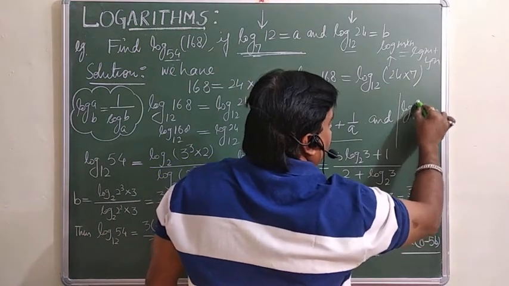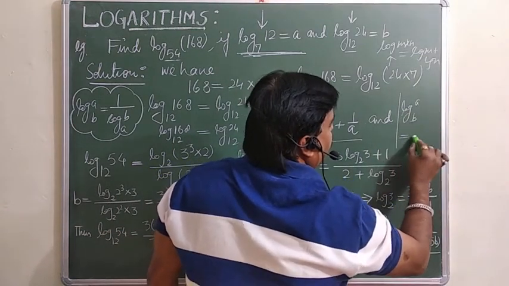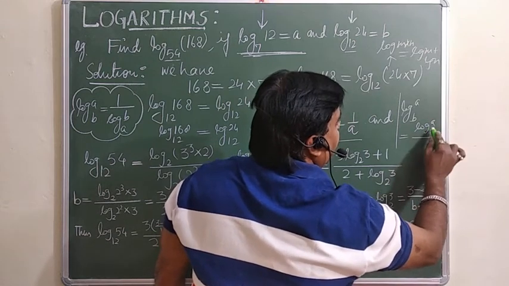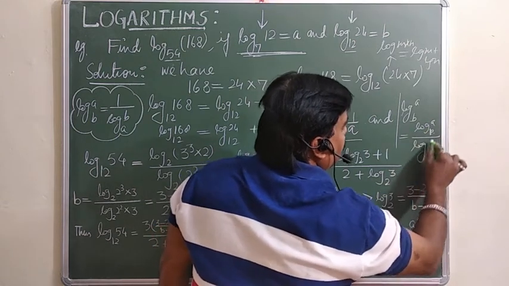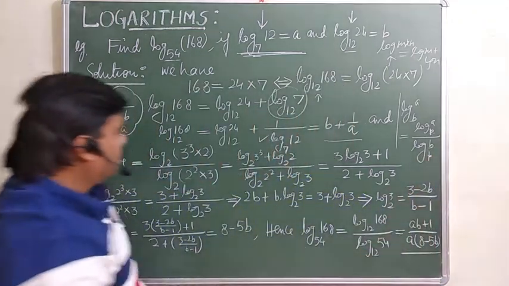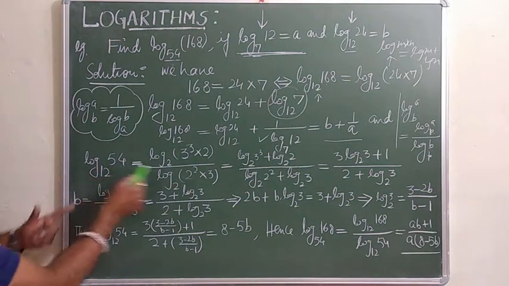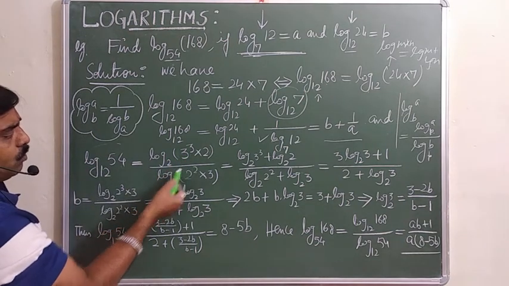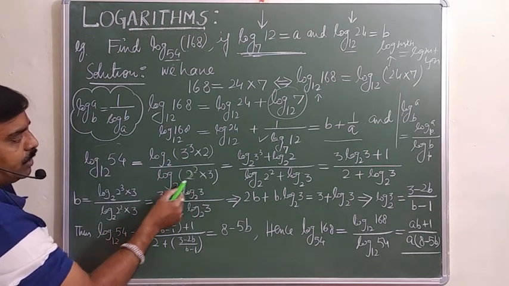Log A base B can be written as log A at any one base, like P, you can take, over log B at the base P. You can introduce the bases here only. So keep this in mind. So इसको हमने लिख दिया log 54 over log 12 at the base 2.